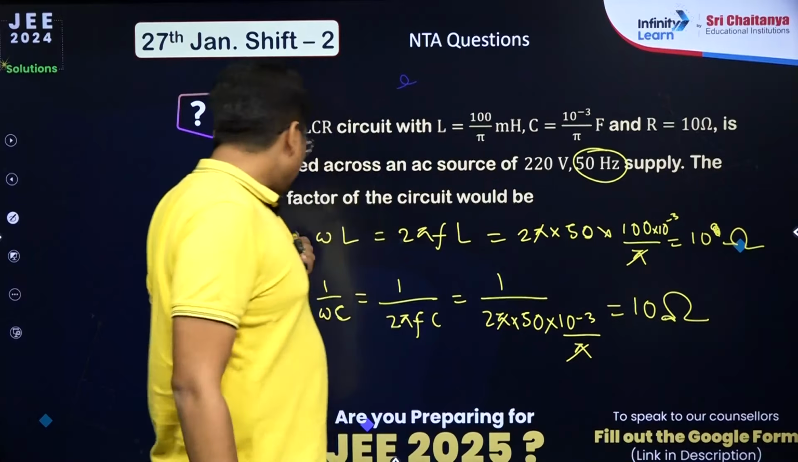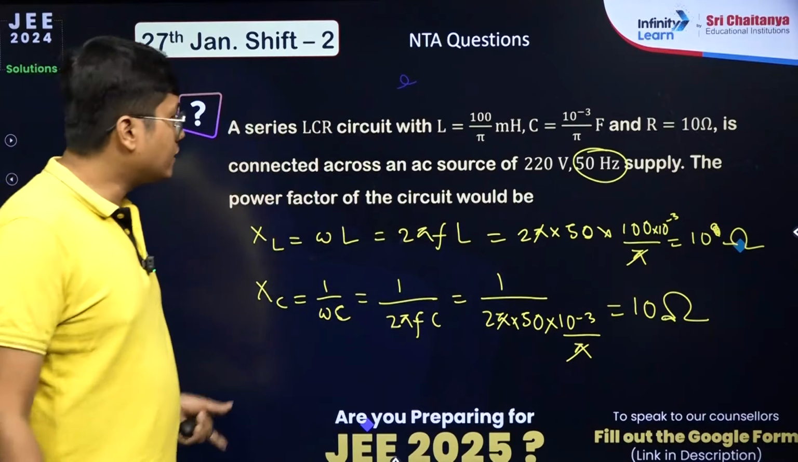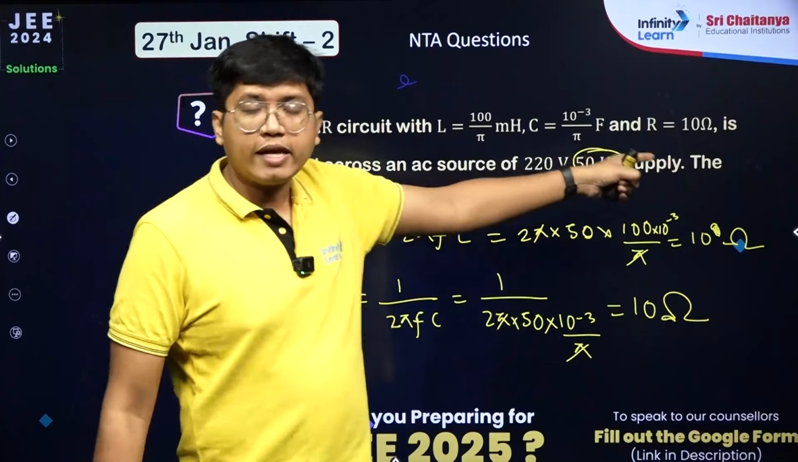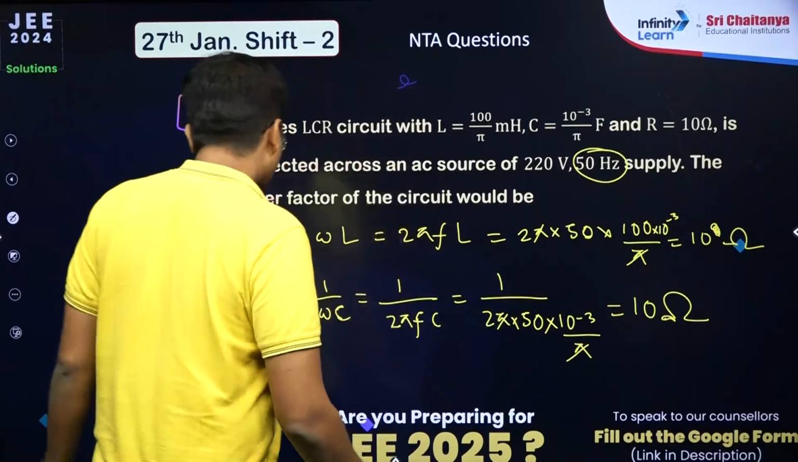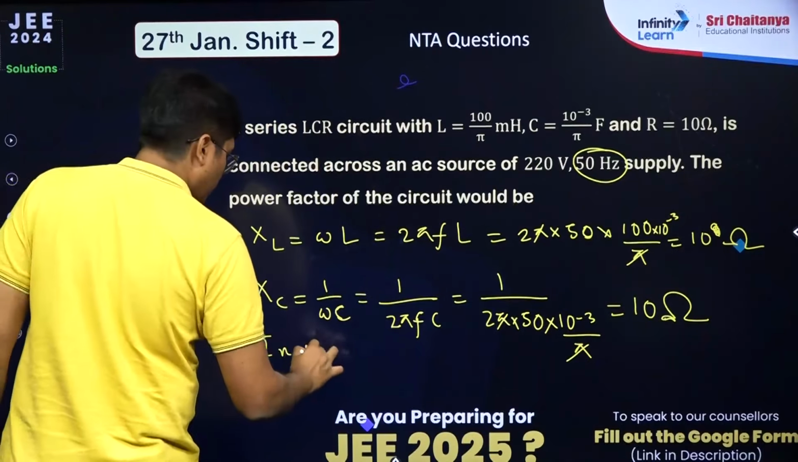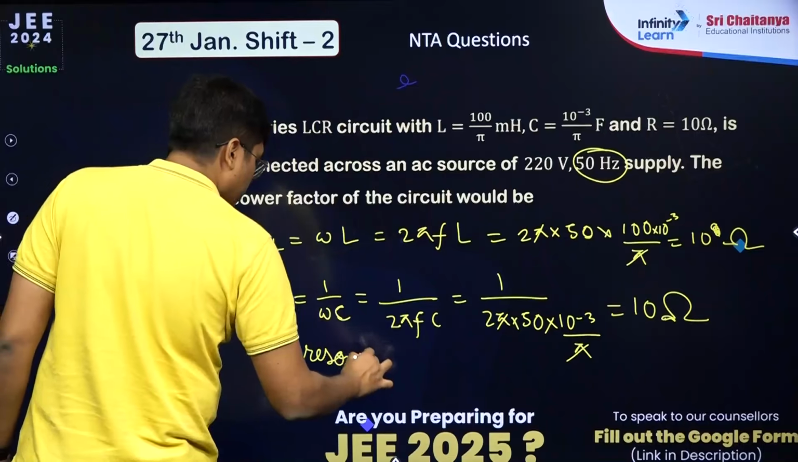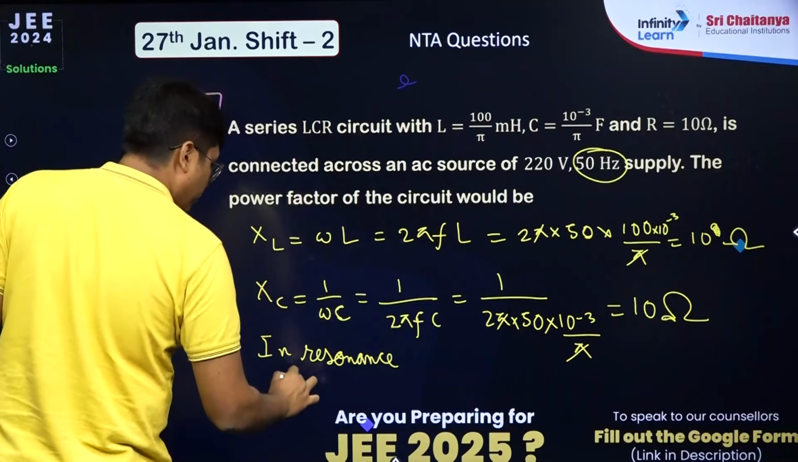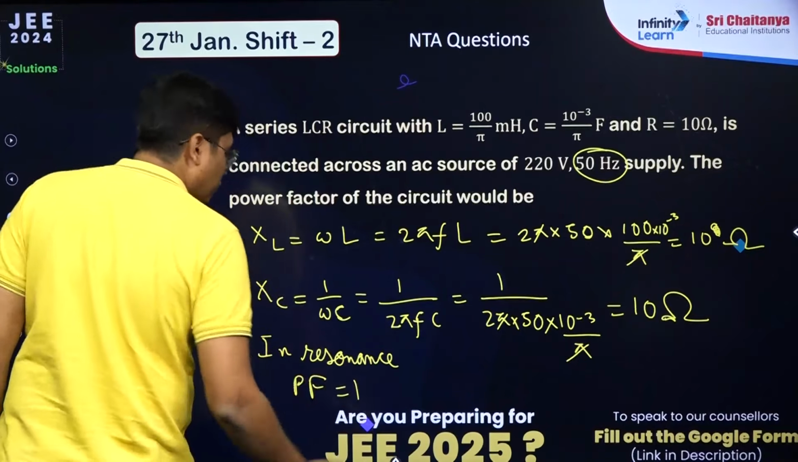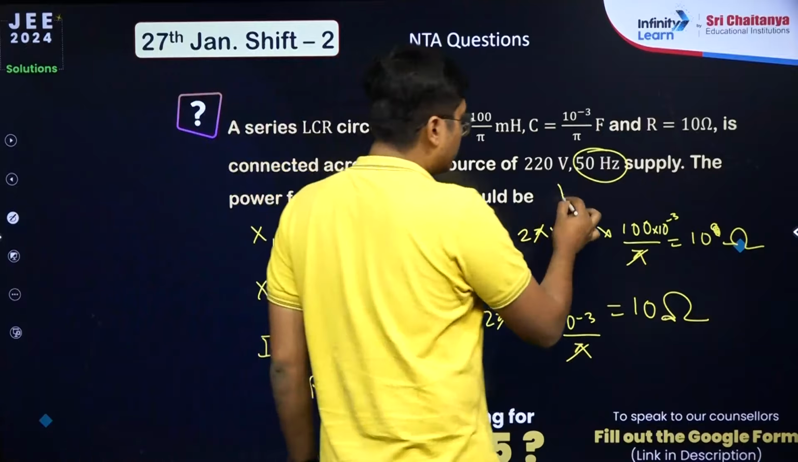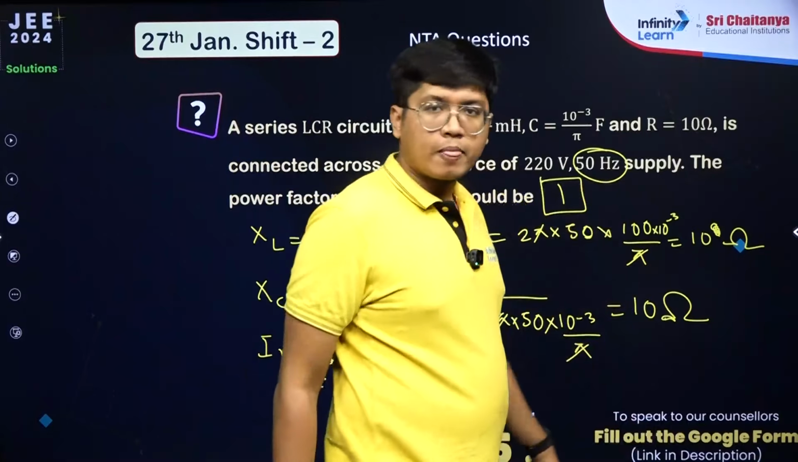So you see XL is equal to XC, which means this setup is in resonance. If it is in resonance, then we know in resonance, power factor is always equal to 1. So the answer is going to be 1 over here.